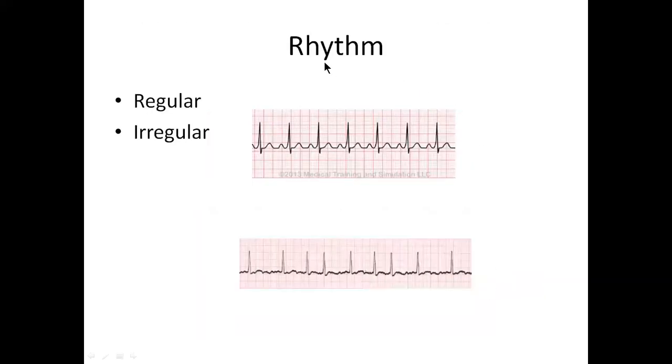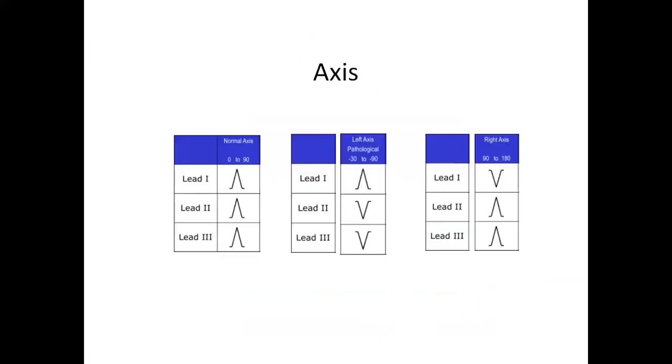Then we talked about the rhythm. Rhythm, you know how to make a decision whether it's regular or irregular. Then we talked about the axis. We look at lead 1, 2, and 3 and decide whether the axis is normal or whether it's left axis or right axis.